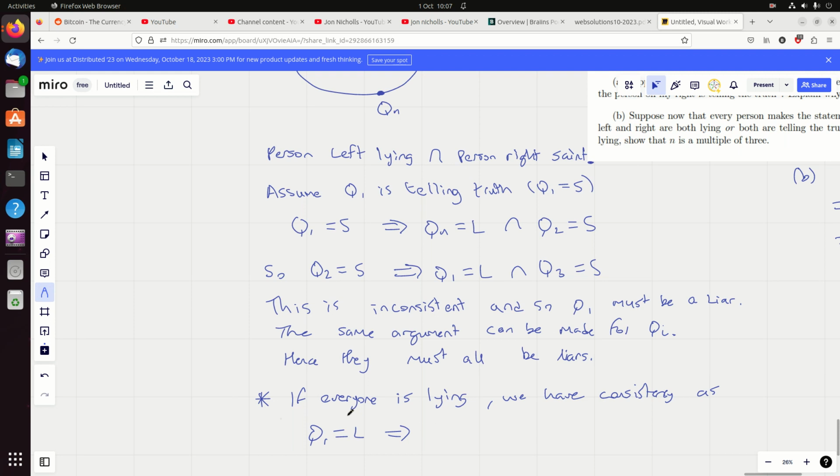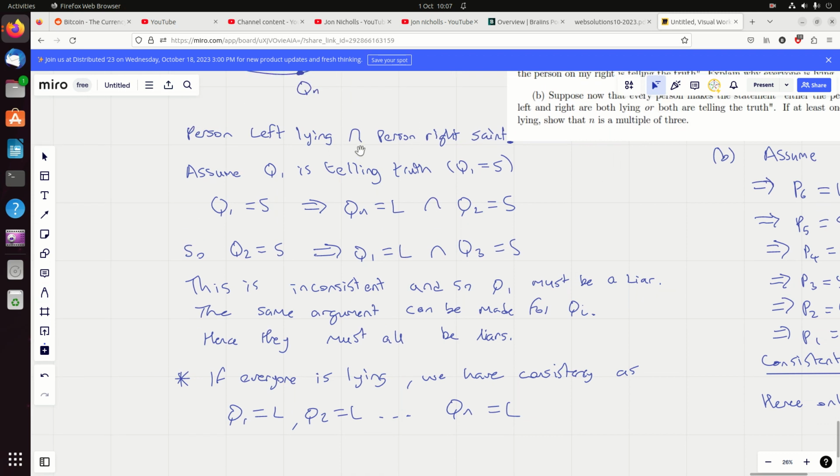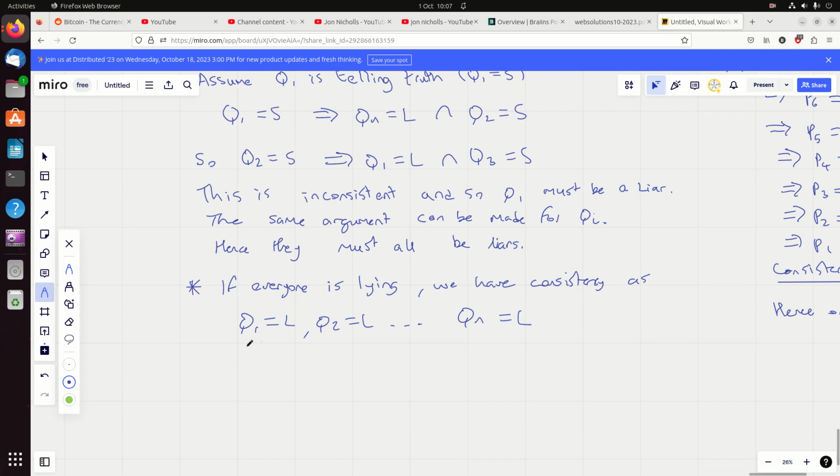Okay, if everyone was lying, we have consistency. Let me write it down slightly differently. Q1 is L, Q2 is L, dot dot dot all the way up to Qn is L. Now take any one of these. Let's take Q2. When Q2 is lying and he's got two liars either side of him, that's still a lie, because the claim is that the person on the right is a saint, but the person on the right isn't a saint, and hence the lie is intact. That is certainly still a lie because the person on the right is not a saint.